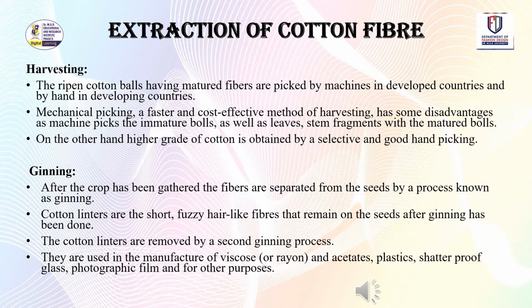Ginning. After the crop has been gathered, the fibers are separated from the seeds by a process known as ginning. Cotton linters are short, fuzzy hair-like fibers that remain on seeds after ginning has been done. The cotton linters are removed by a second ginning process. They are used in the manufacturing of viscose rayon and acetate, plastic, shatterproof glass, photographic films, and for other purposes.